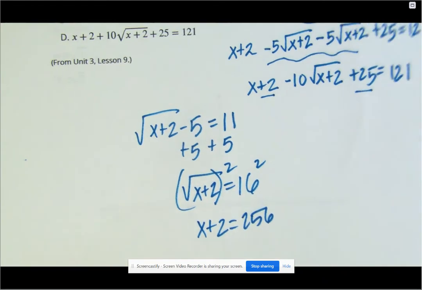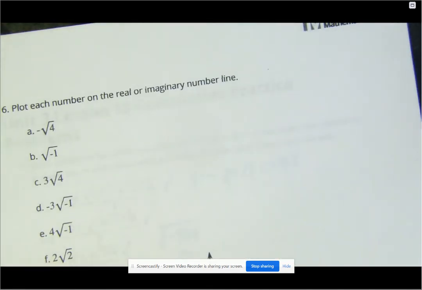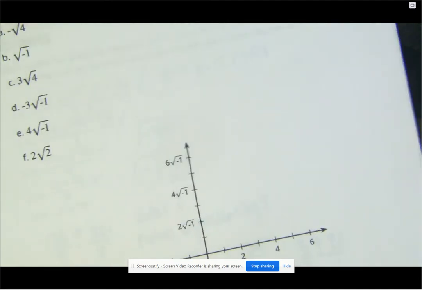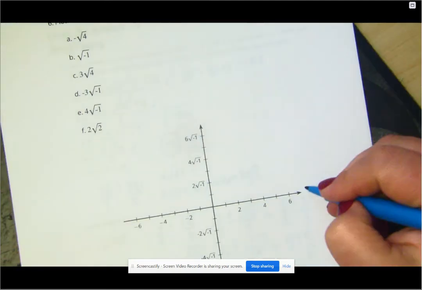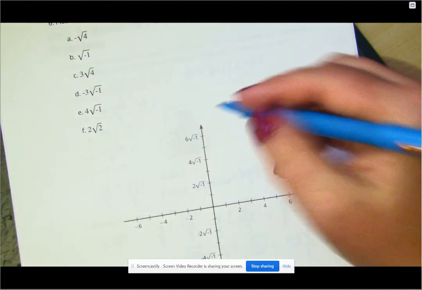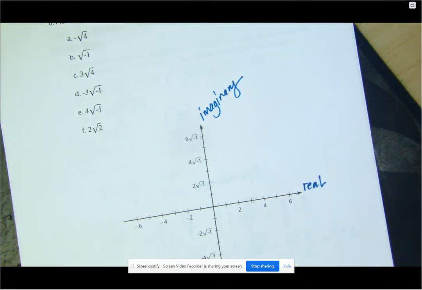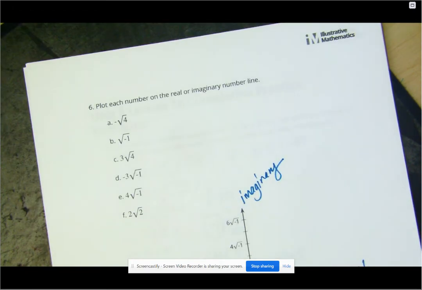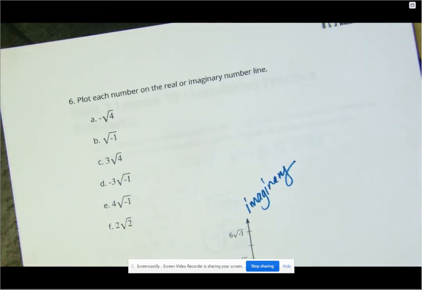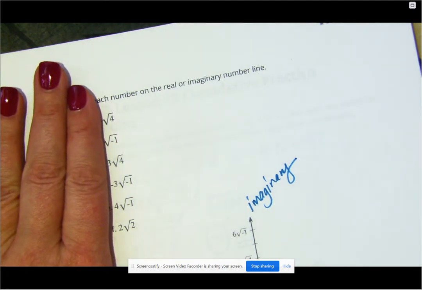All right, last question. We're going to be plotting some imaginary and real numbers. Plot each number on the real or imaginary line. So remember, this is called the complex plane. Here, your horizontal one is the real numbers, and the vertical is your imaginary. All right, so the very first one. Now, students are getting this negative out front confused with the negative inside the radical. If you want, cover up the outside one.